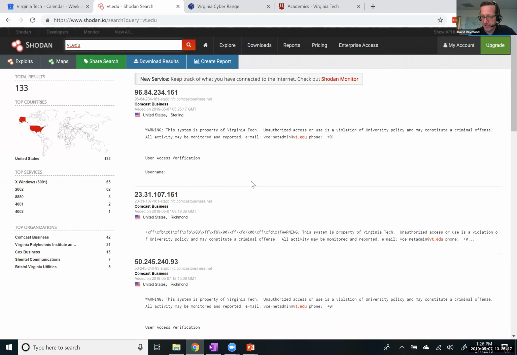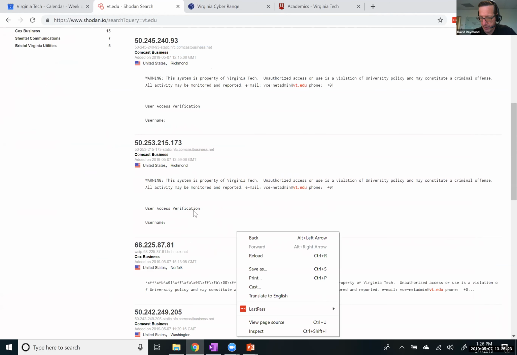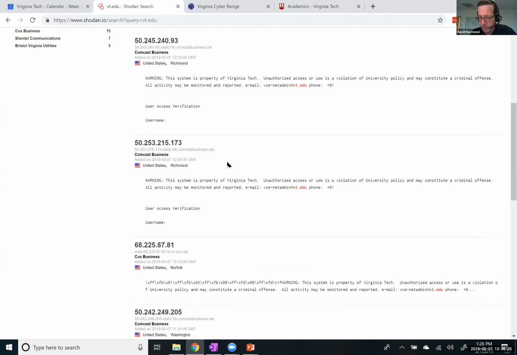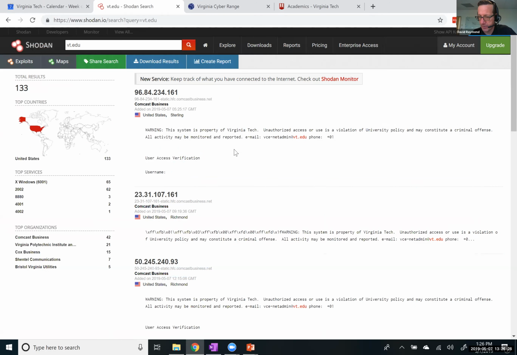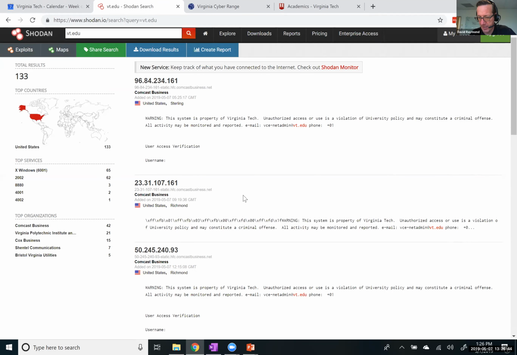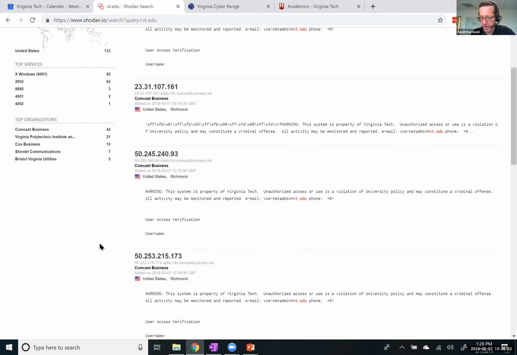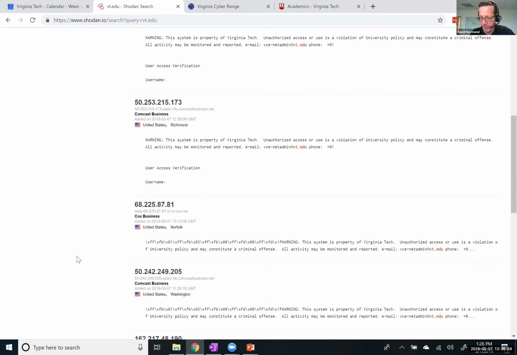I can see that there are 133 results. It doesn't say what port it's picking up, but it's giving me this warning: this system is the property of Virginia Tech. Unauthorized access or use is a violation of university policy. Yada yada yada. It's giving me IP addresses of things. It's not giving me a port number. This is not what you get back from a web search, right? This is identifying things that are not web pages that are running on servers around the Virginia Tech campus.